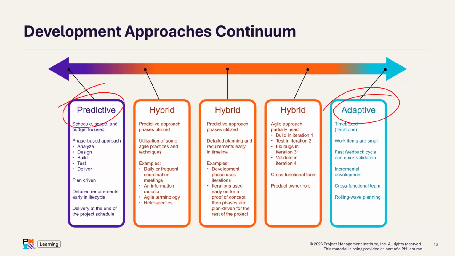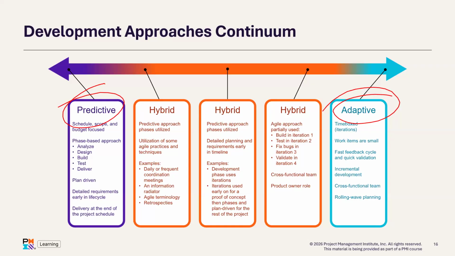And then between them, you have the hybrid approaches. All right, so predictive is schedule, scope, and budget focused. So we need to define the schedule based on the scope and then have a budget in detail. And then the phase-based approach, we are going to execute the project in sequence. We will call it phase-based approach, and it's also called plan-driven.